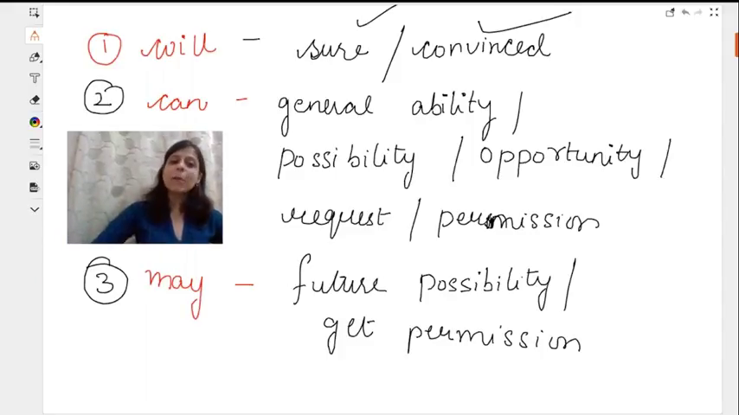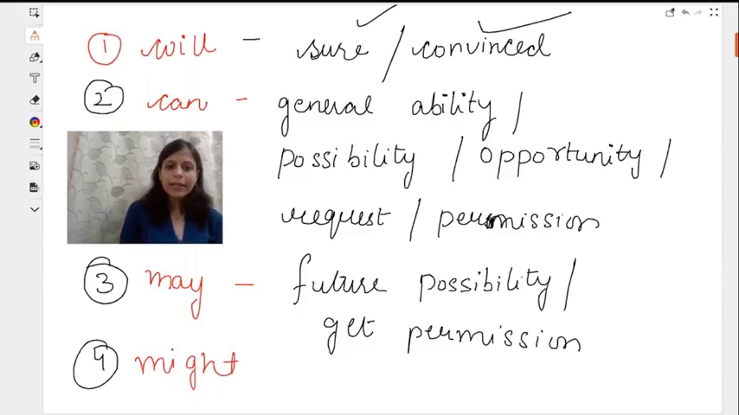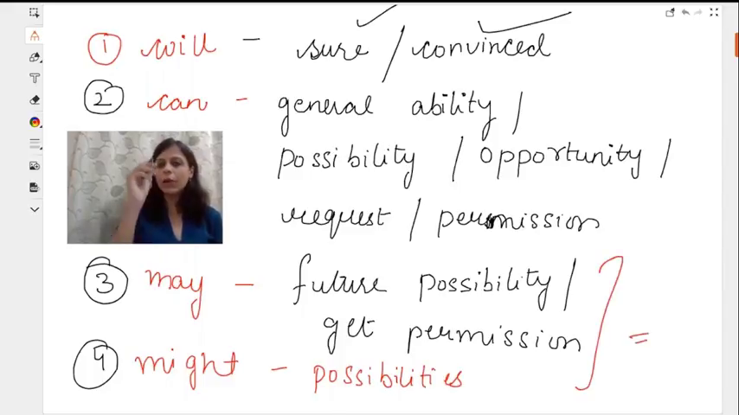So I'll give you a set of examples, and then you will be in a position to judge which modal fits the best. And the fourth modal, let's pick it up, is might. So again, might is also used when there's some possibility. But there's a difference between may and might. I'll make sure that you get the difference between may and might.